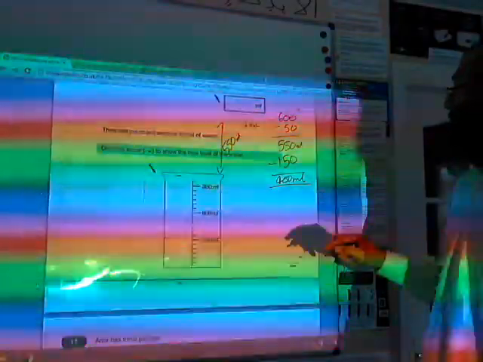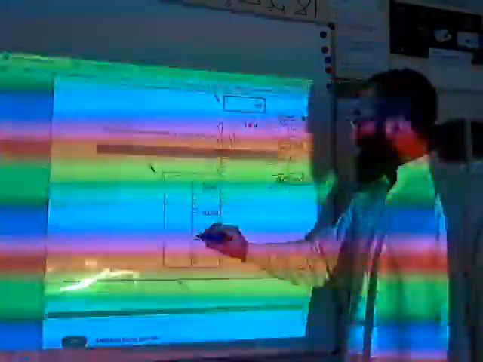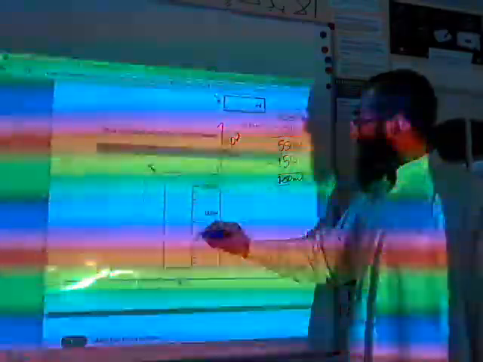Okay, can we take it up now, please? A little bit. Right. We need to go from 300 to 400. And each jump is worth 50. So how many jumps do you go up? 2. Okay, draw an arrow to show the new level of the water.